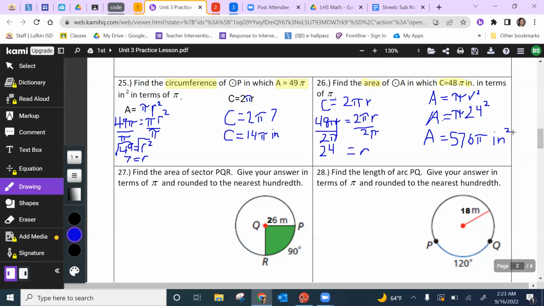Number 27, we want to find the area of the sector and give our answer in terms of pi. So I'm not worried about the rounding to the nearest hundredth. So I'm going to cross that out on both of these. If it says that on your assignment, you can go ahead and cross the rounding to the nearest hundredth out as well.